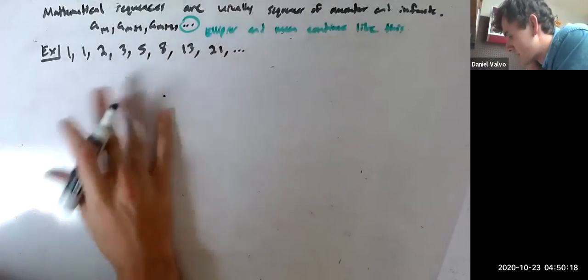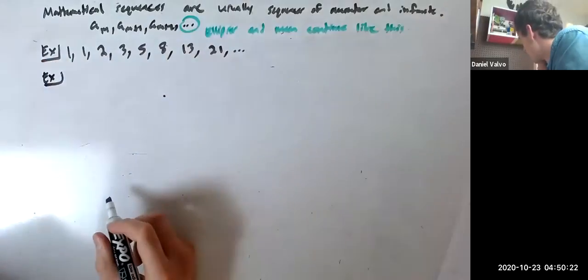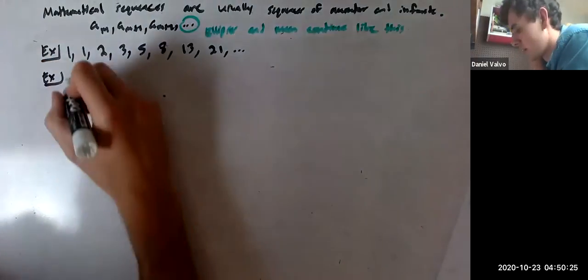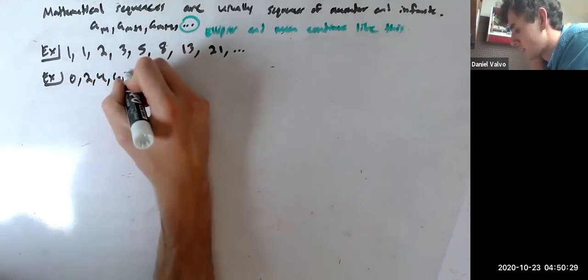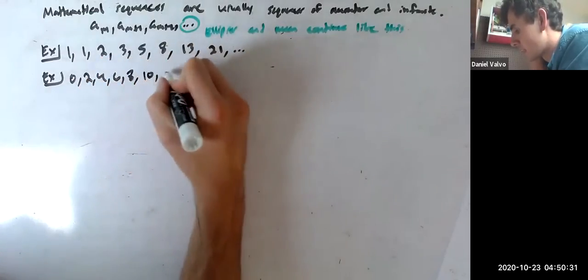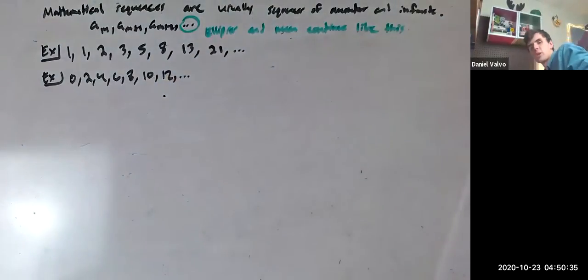Yeah. So this Fibonacci sequence. Another sequence would be, for example, 0, 2, 4, 6, 8, 10, 12, on like that. Which is clearly just you keep adding 2. That's the pattern here.